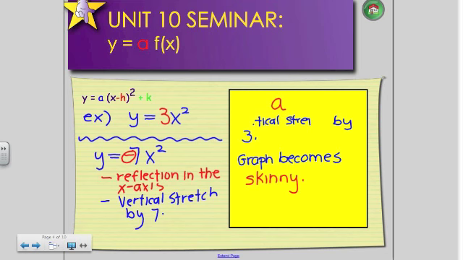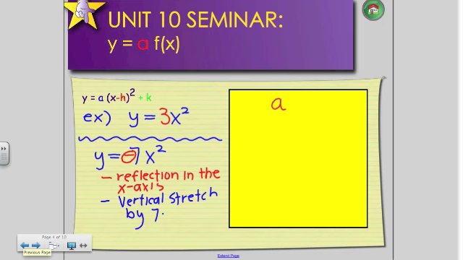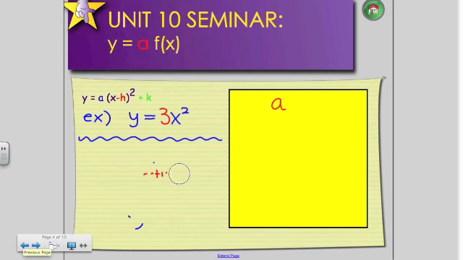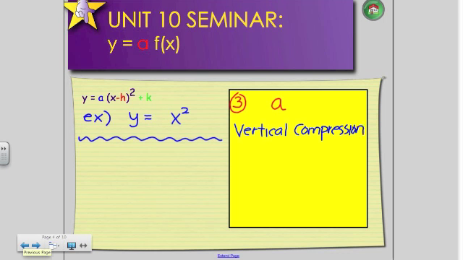For my third transformation, it still has to do with my A value. So this time, instead of 3, I'm going to change my A value slightly. So I still have my parent function, but the third transformation is going to refer to what I call a vertical compression. And as we already discussed, a vertical compression happens when our graph becomes wider.